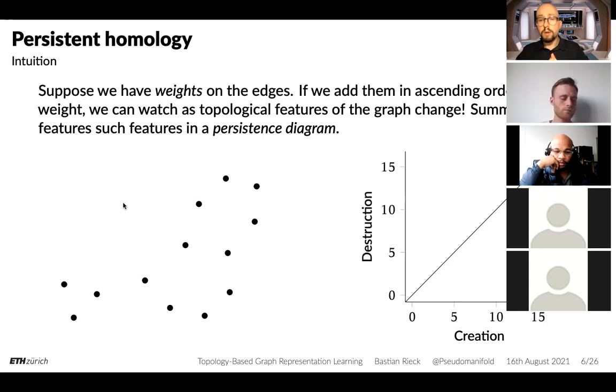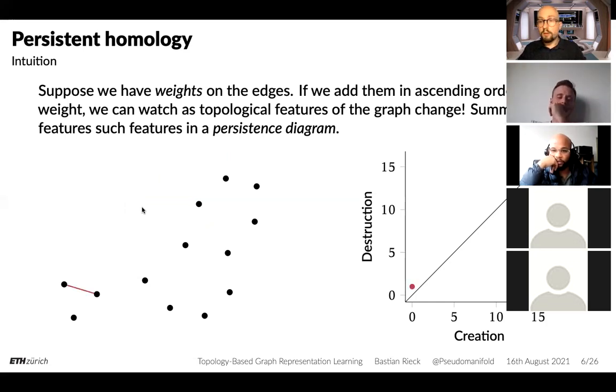The persistence diagram will contain a point at some position x, y, if a topological feature is created at a time step x of the graph creation process and destroyed at a time step y of the graph creation process. Let's walk through this and see what this means, and then we'll see that it's actually quite an intuitive notion of what to do with graphs.